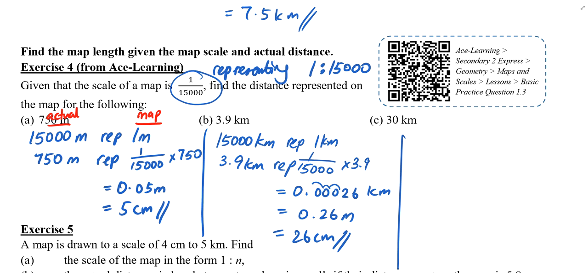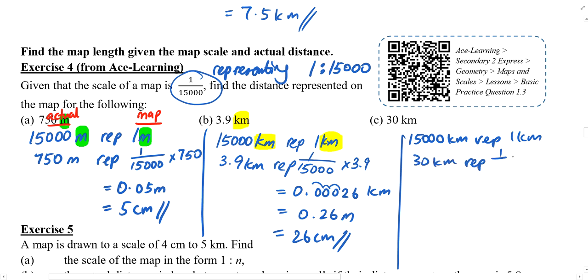Okay? So take note. I used kilometers over here. I used meters over here because depending on the question, what they want me to find. So obviously for part C, I'm going to be using kilometers again. 15,000 kilometers represent 1 kilometer. 30 kilometers represent 1 divided by 15.